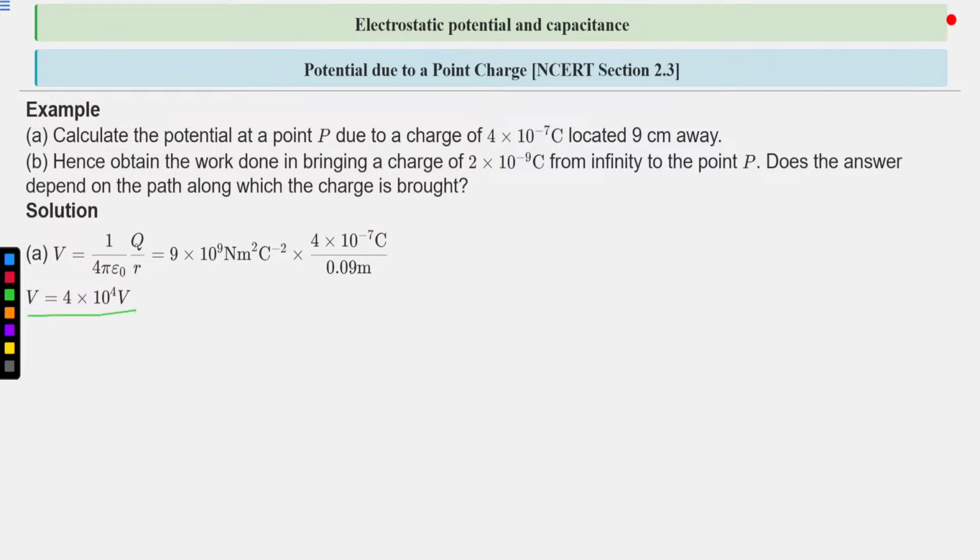Now we have to find the work done in bringing this charge from infinity to point P. This is the relation of work and potential: work is equal to Q into V, equal to 2 into 10 to the power minus 9 coulomb into the potential we have calculated earlier. And we got the work done as 8 into 10 to the power minus 5 joule.